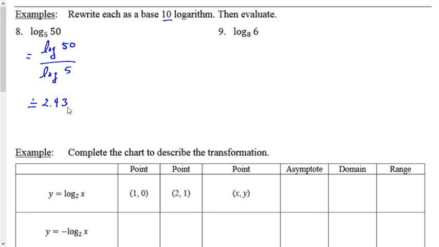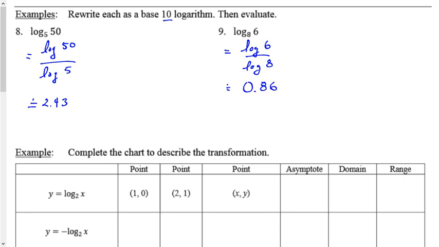Number 9, similar idea. I can rewrite this as the log of 6 divided by the log of 8, and then evaluate. And I get approximately 0.86.